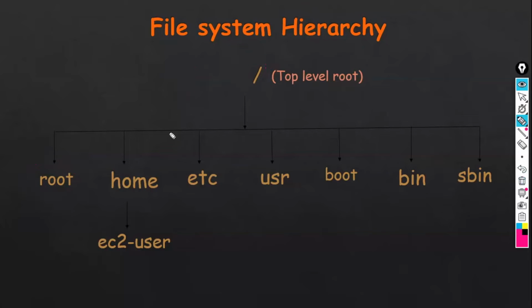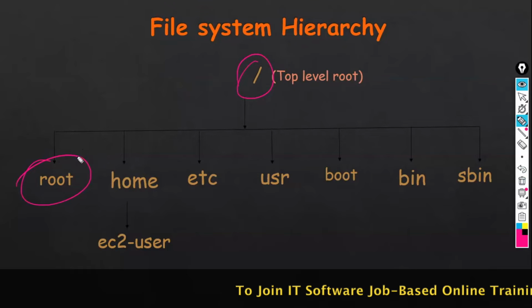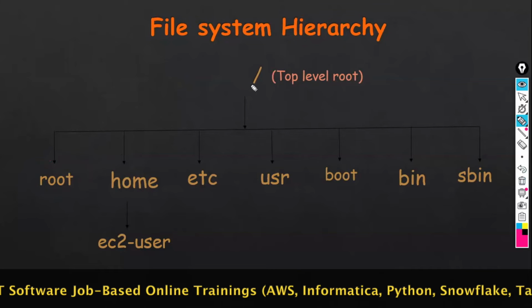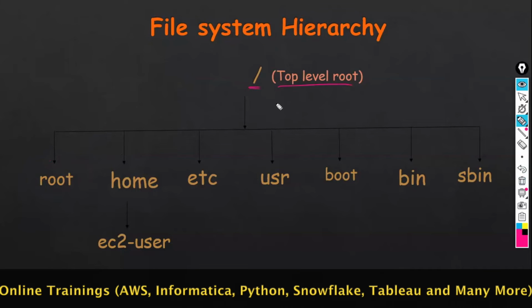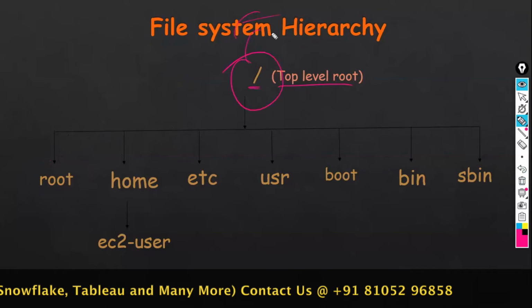But how do we differentiate both of them? We call this one root, and this one also root. If I ask you to copy that file to the root directory, you will be confused. Which root? This root or this root? So to differentiate, we call this one the top level root, because beyond this, we don't have anything else.